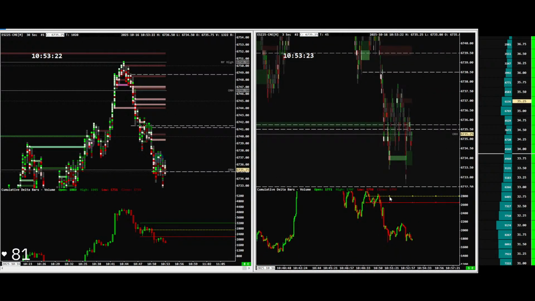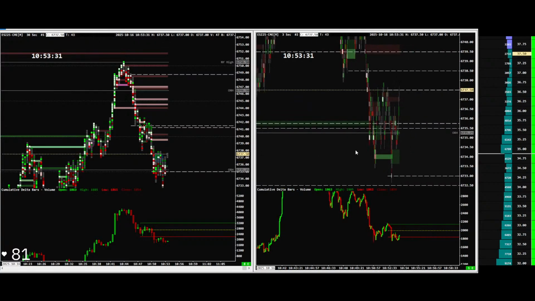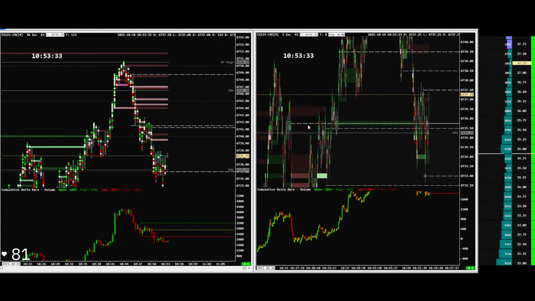So when you're looking at these levels, you play the pullback, scalp it, I would say. I don't know 100%. But if they're going to push through it, that's when you can get a decent run.